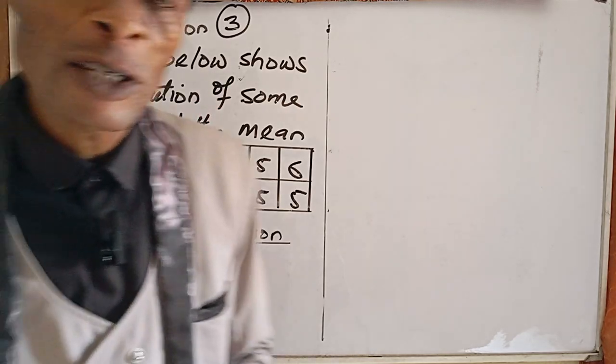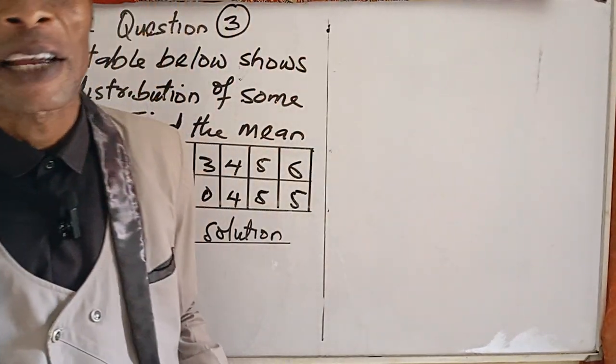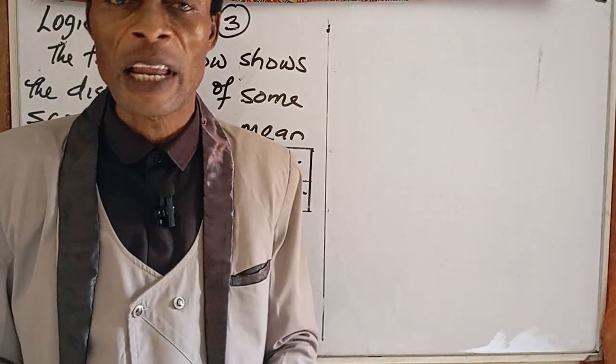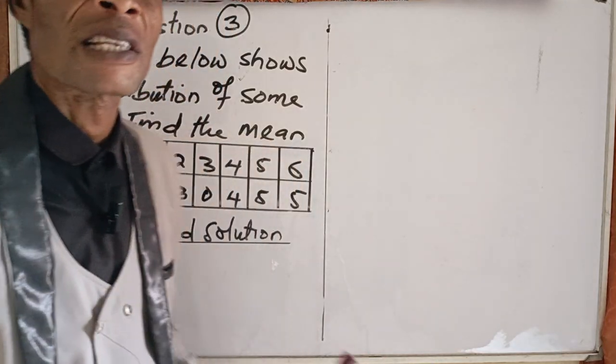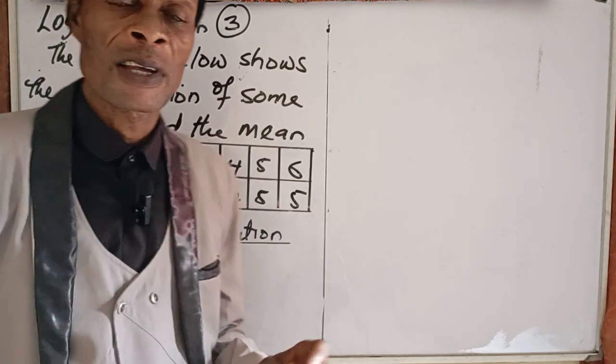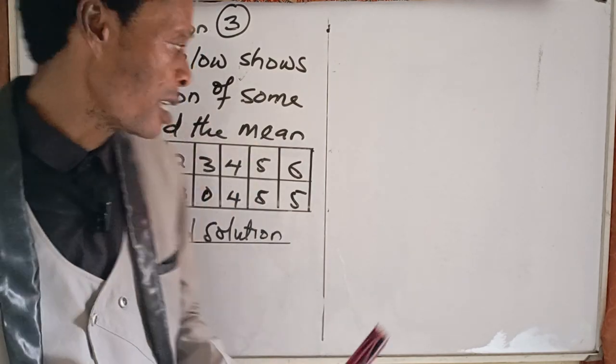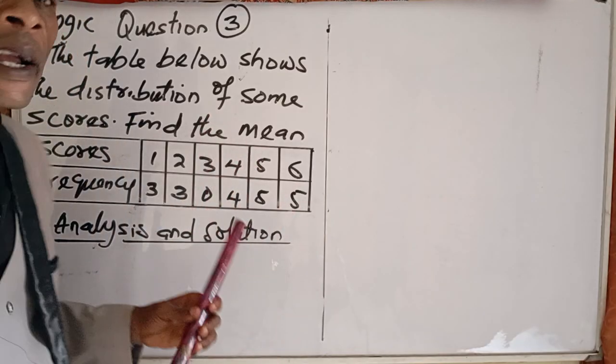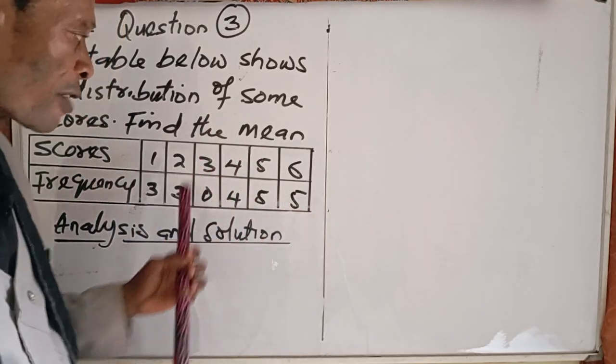This question is being set from statistics 1. That is the first thing you have to know. The second thing that you should take note of is what you are asked to calculate. And you are asked to calculate what? Mean.